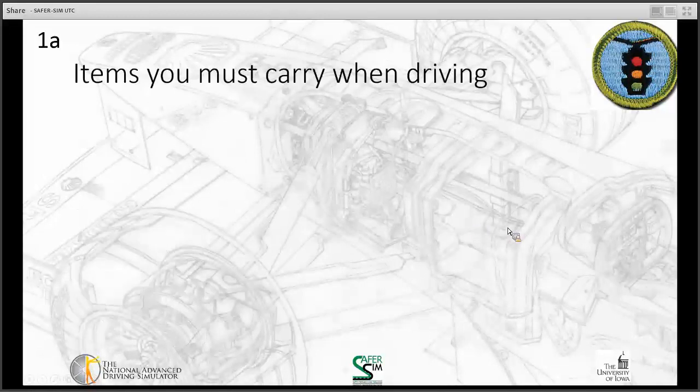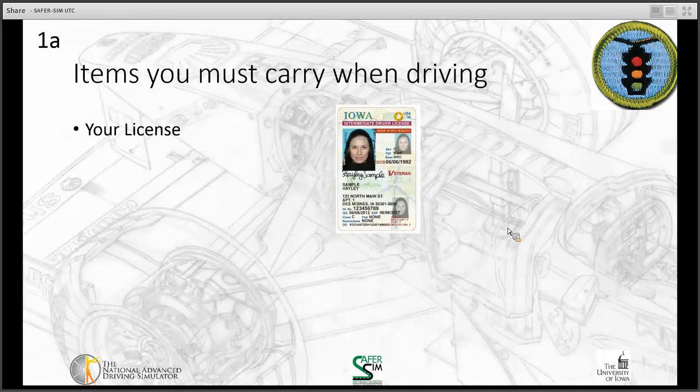So the next one we're going to talk about is items you must carry when you're driving. So that's the next thing on our list. I've heard insurance card is one of them. What else do we think might be in there? Driver's license is another one. Car keys is not one of them. You do need that to operate the car, but you're not legally required to have it if your car magically doesn't require it. So what we've got is your license.